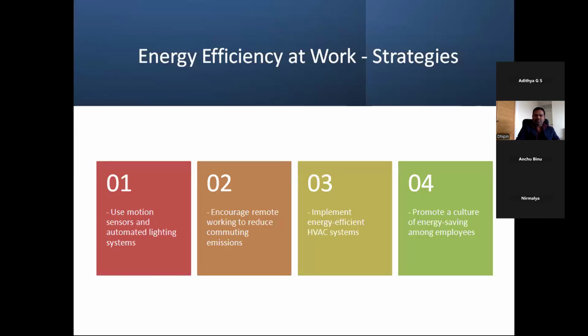Again, at work, there are different strategies. Use motion sensors and automated lighting systems. This is something for a house also, we do have automated lighting systems. It's a bit expensive, but for a workplace, we could consider using it because the usage is higher, and we could have those systems in place there. And encourage remote working to reduce commuting emissions.